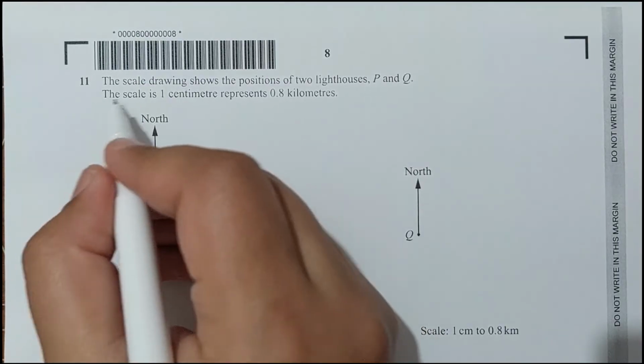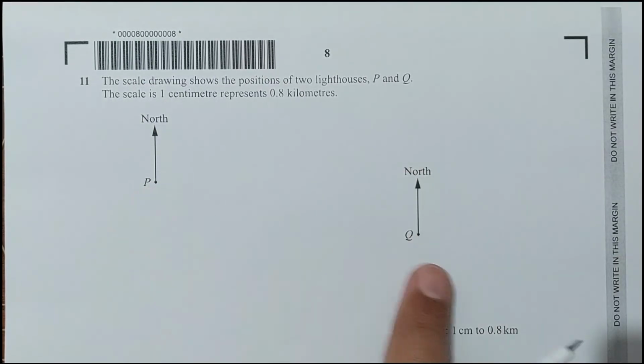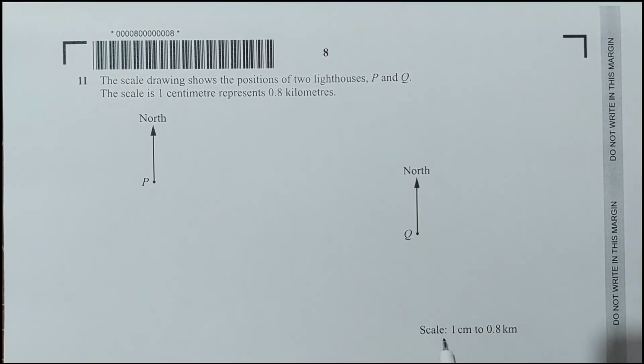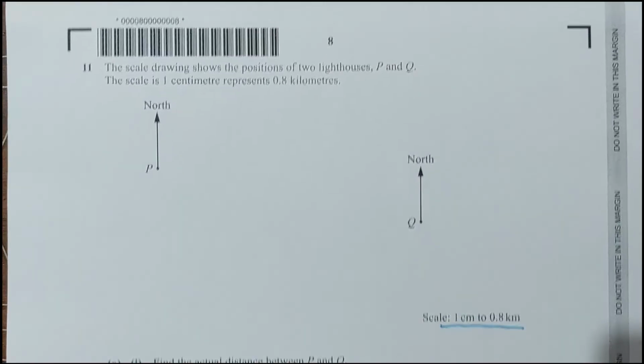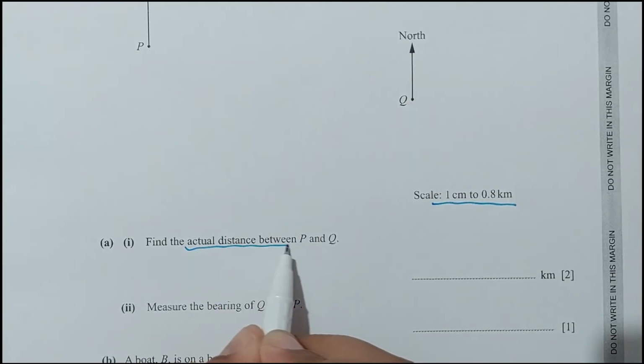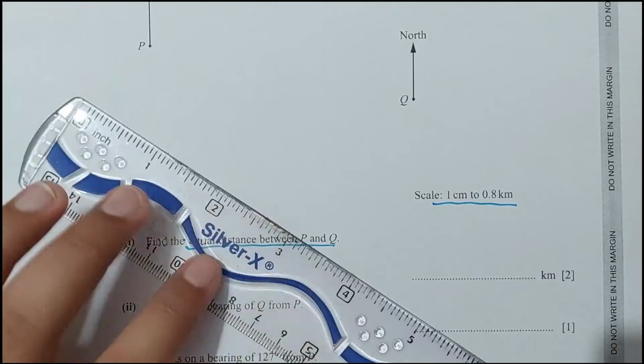Question number 11. The scale drawing shows the position of two lighthouses P and Q, and the north line. The scale is 1 centimeter represents 0.8 kilometer, which is given to us. Part A, number 1. Find the actual distance between P and Q. The actual distance in terms of centimeter. First we have to measure.